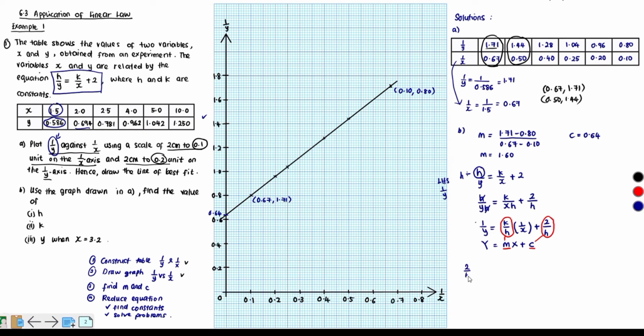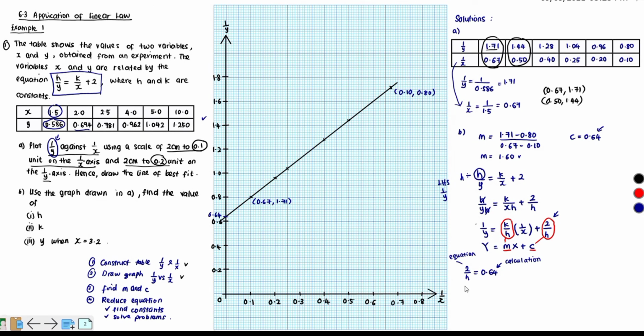So 2 over h is equal to 0.64. 2 over h is from the equation and 0.64 is from the calculation. Solve it and you will get the value of h is equal to 3.125. For B2, from the equation, you know that k over h is equal to the gradient, so k over 3.125 equal 1.60, so k is equal to 5.